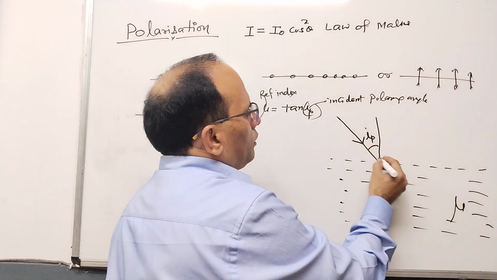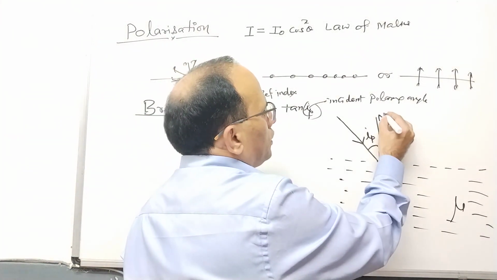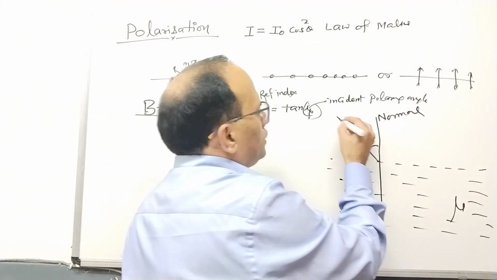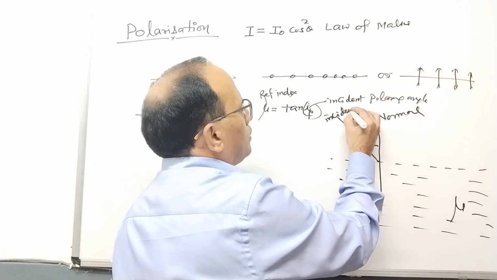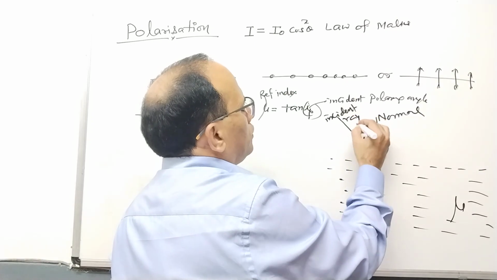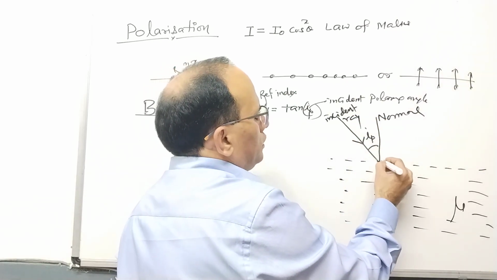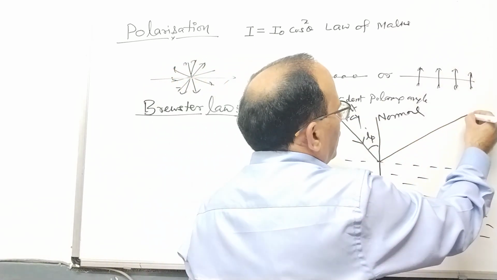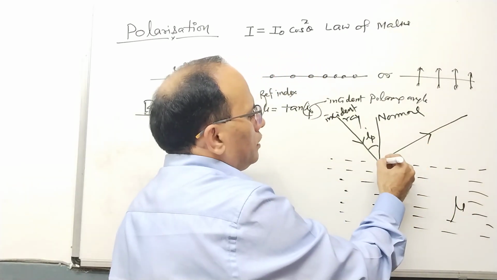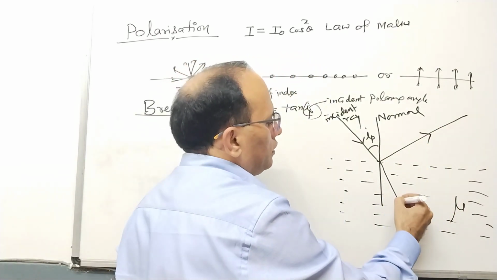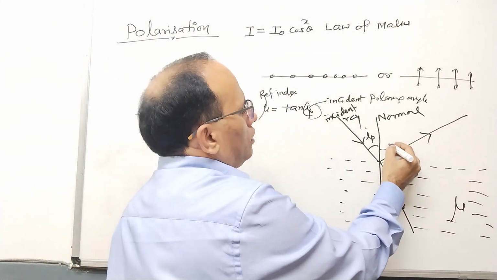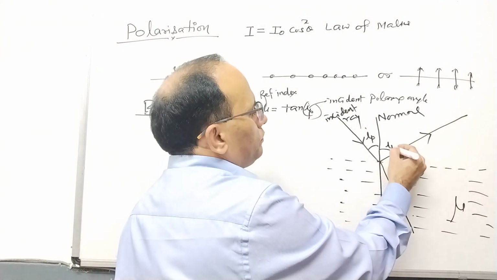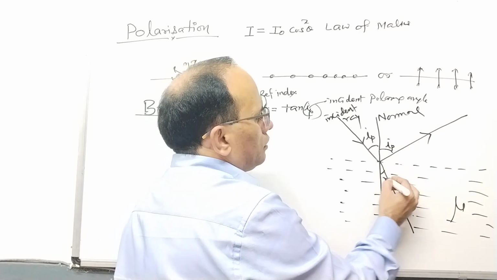IP angle. So what will happen from this? This is my normal, the perpendicular, and this is called your incident light ray. So we'll see that it may reflect along this side, or it may refract along this side. So this is the angle IR, or simply you can say the equal angle IP. This angle is the R angle.